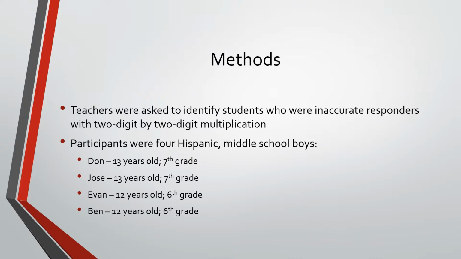The methods for this study were that teachers were asked to identify students who were inaccurate responders with 2-digit by 2-digit multiplication. Participants ended up being 4 Hispanic middle school boys: 2 13-year-old 7th graders, Don and Jose, and 2 12-year-old 6th graders, Evan and Ben.